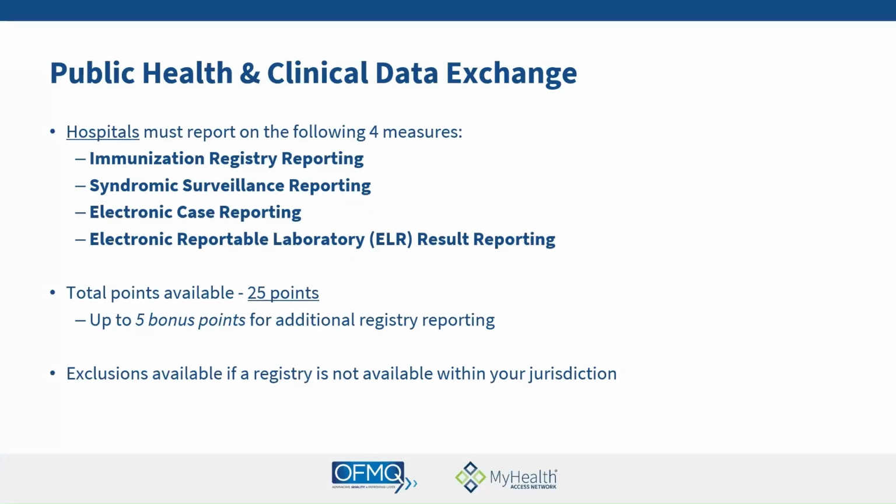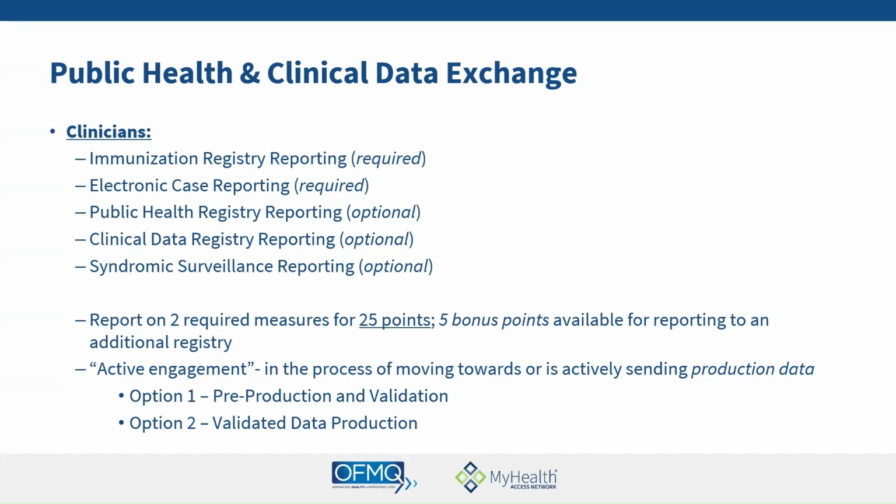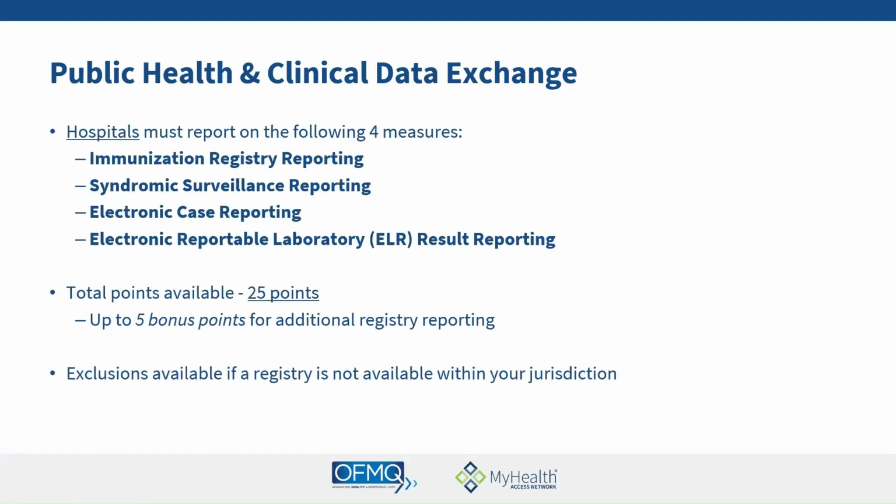Sorry, so I talked about this already, but the hospitals, it's 4, not 5 measures that they'll have to report on. So clinicians have the immunization registry and then case reporting, and other registries are optional. Hospitals, you have immunization, syndromic surveillance, electronic case reporting, and then electronic reportable laboratory results. So same thing here for the hospitals. Syndromic surveillance reporting is not available. The immunization registry and electronic lab reportable data is available through the state. So check with the state health department on that.